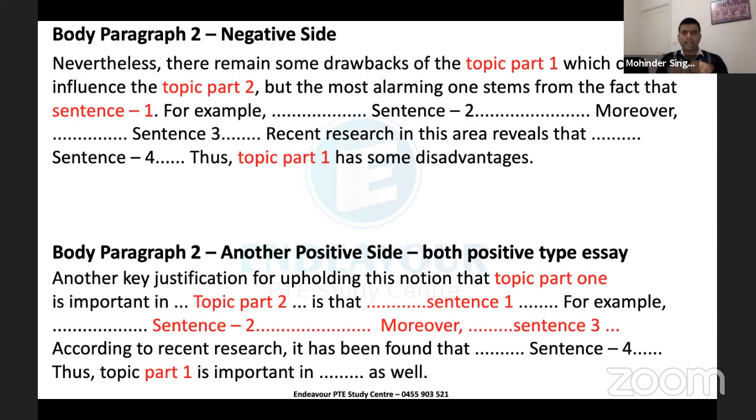So actually a paragraph is like an essay. In an essay, what happens? You have four paragraphs: introduction, body paragraph one, body paragraph two, and then conclusion. But if you take a miniature segment of the full essay, it will become a paragraph. So within one paragraph, you have a topic sentence, an example sentence, two discussion sentences, and a concluding sentence.